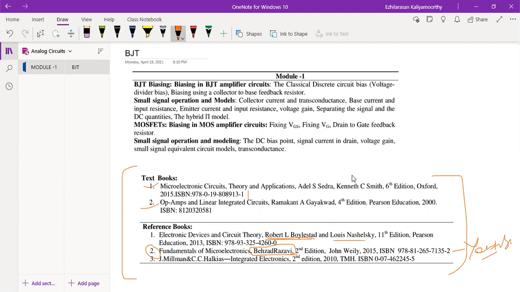So I insist that you not only listen to the lecture, but also keep one separate notebook for analog circuits. Put down the derivations, write them by your own self, and then you can understand the subject very clearly. I hope you understood whatever I said. Is it clear?